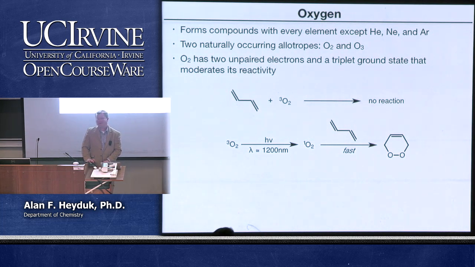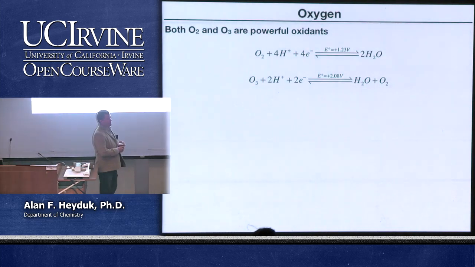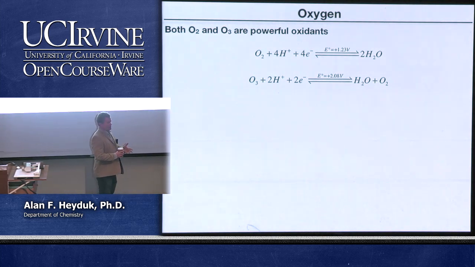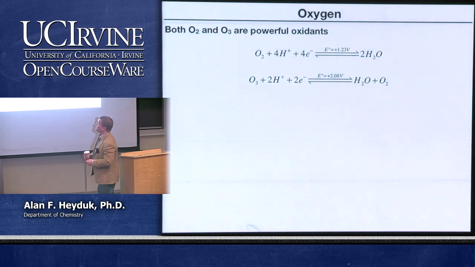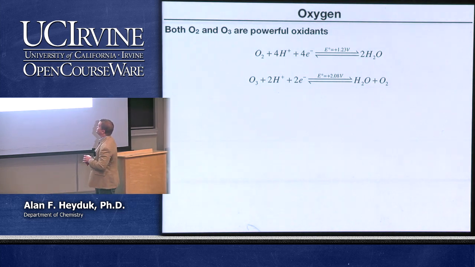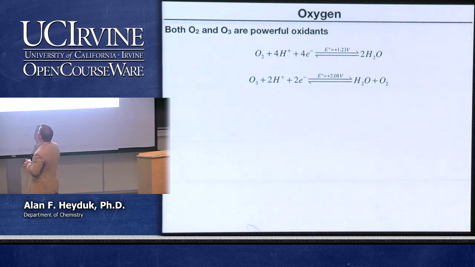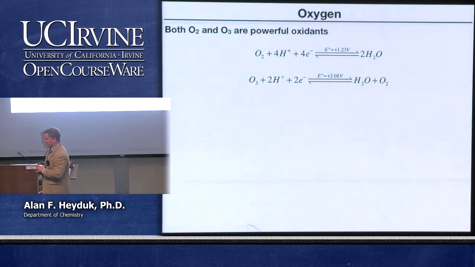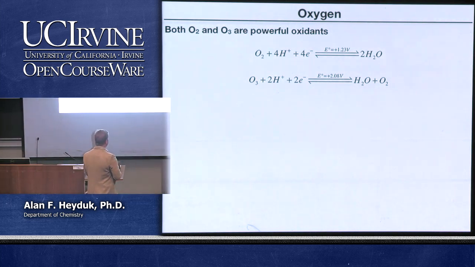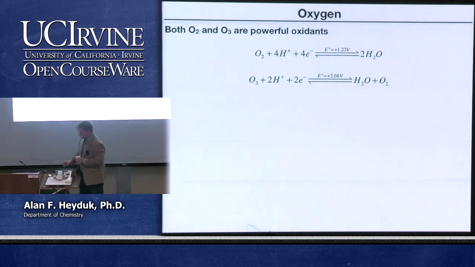If you want to get into the quantum mechanics of it, it's a lot of fun. But instead we'll look at the thermodynamics and drive home this point that from a thermodynamic perspective, oxygen is a powerful reagent. So we take O2 plus 4 protons plus 4 electrons, that makes water. The electrochemical potential for that reaction is plus 1.23 volts.